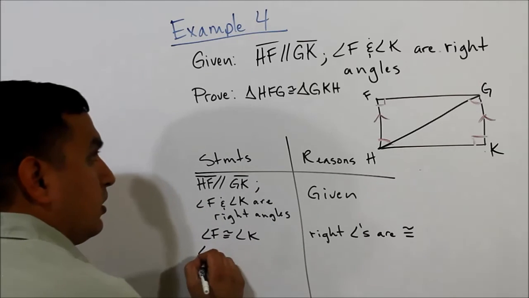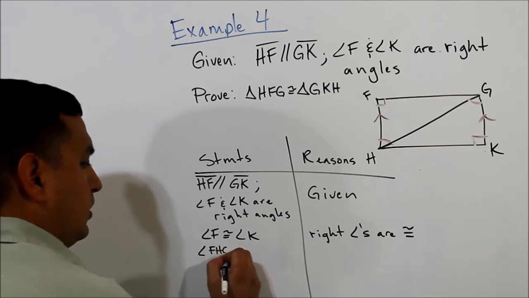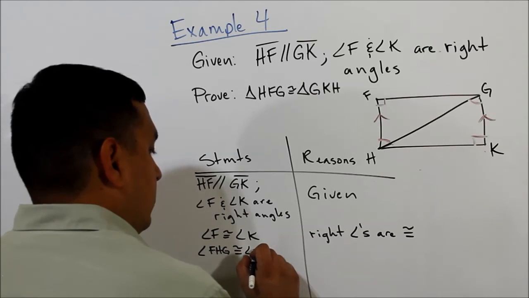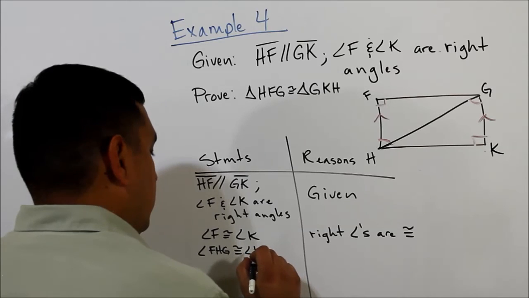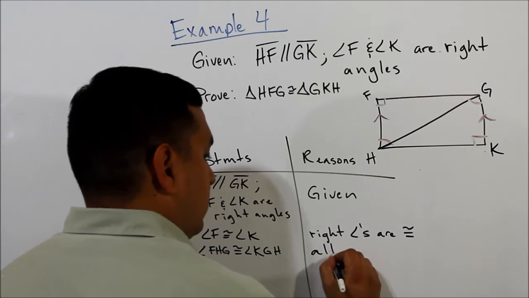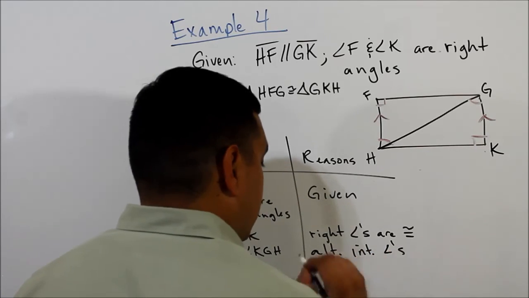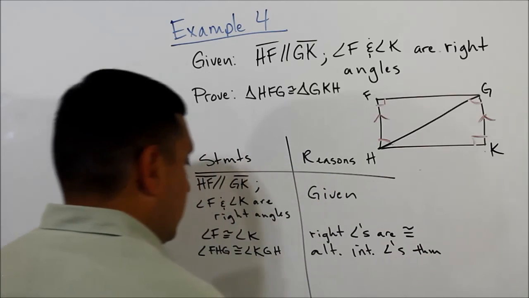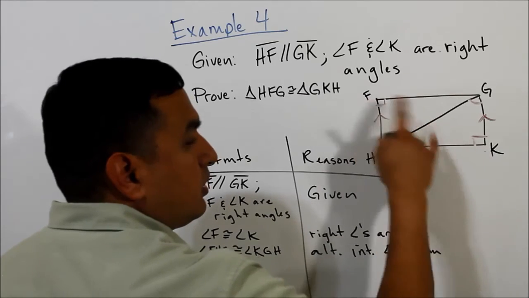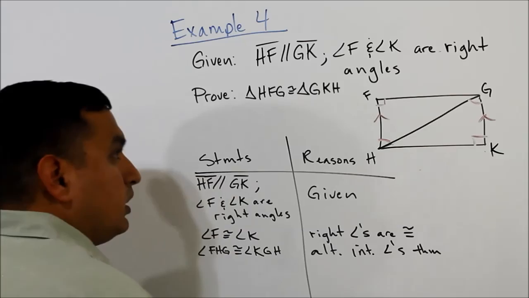So let's go ahead and call this out. We said this was going to be angle FHG congruent to angle KGH, and that would be by our alternate interior angles theorem. Then I know those are congruent. So I have my two right angles that are congruent, and I have my alternate interior angles that are congruent. So there's my two angle pairs.